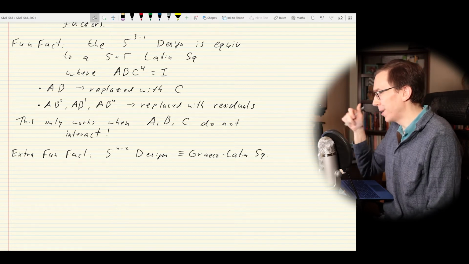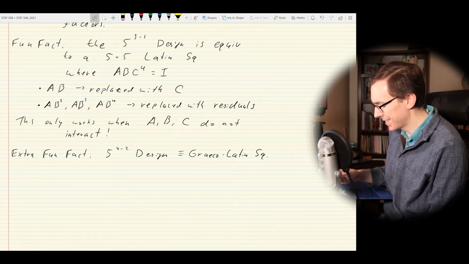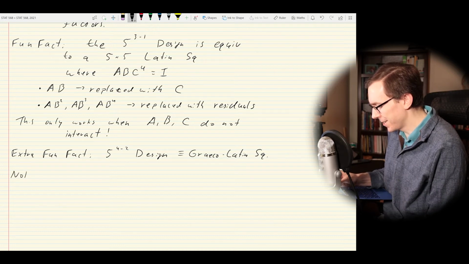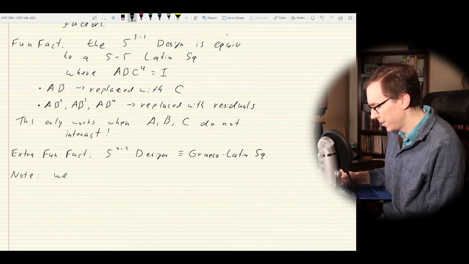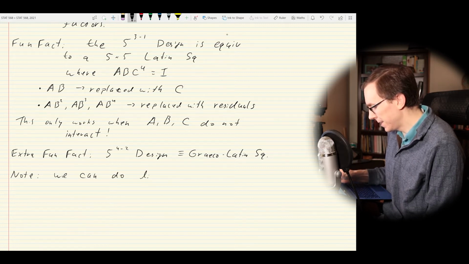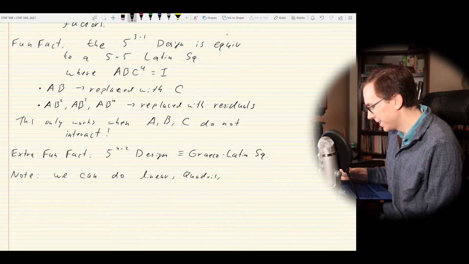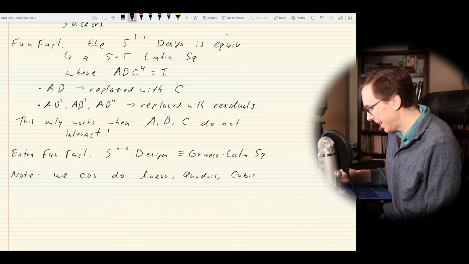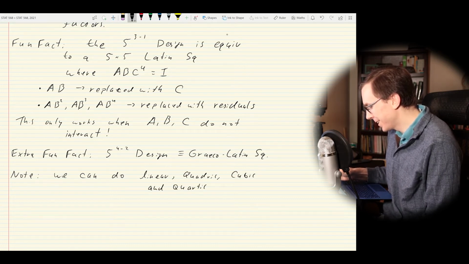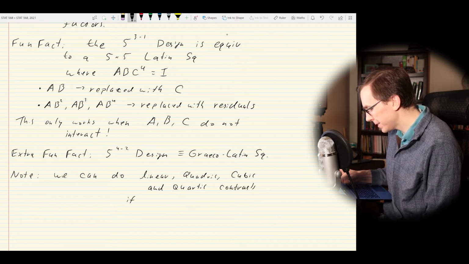In my notes, I point out, okay, other things to note: we can do linear, quadratic, cubic, and quartic 4th order contrasts if, let's say, a factor is ordinal.